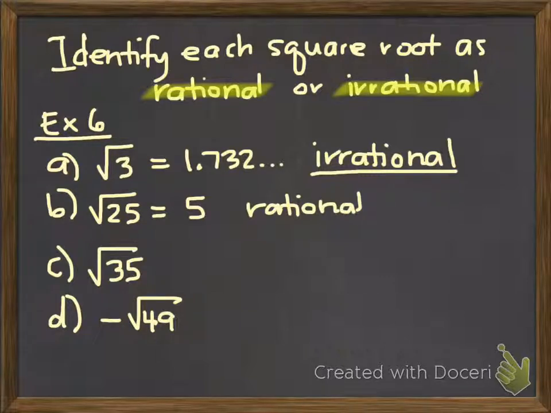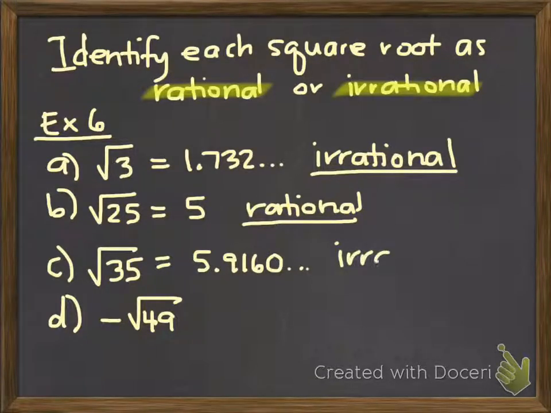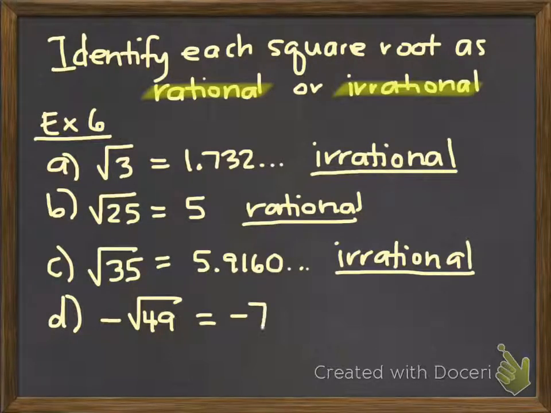So it's rational. The square root of 35 is 5.91607797, and it keeps going. So this is irrational because it's a decimal that does not end and doesn't repeat. And letter D, the negative square root of 49 is negative 7, and that is rational. Okay, so it's irrational if it's a decimal that does not end and does not repeat.